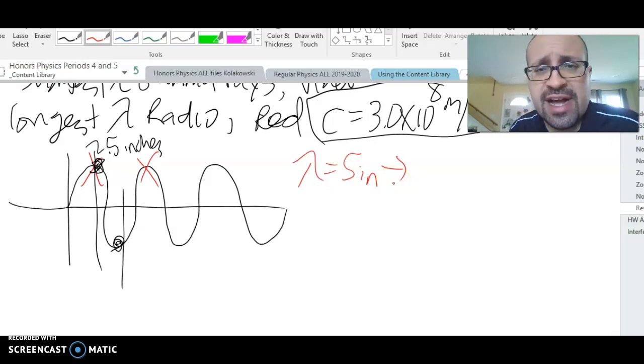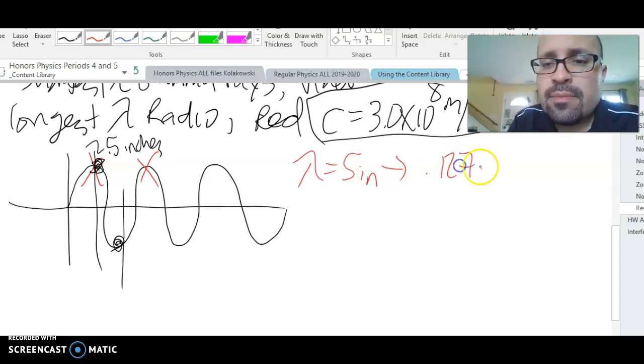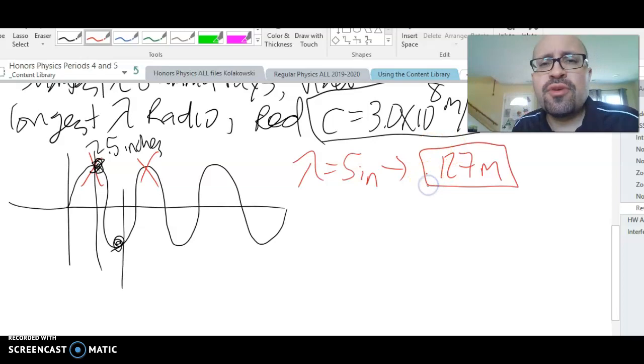All right, so give that a try if you didn't get this correct in the original experiment, but you end up getting 0.127 meters. There's 2.54 centimeters in 1 inch to do the conversion.